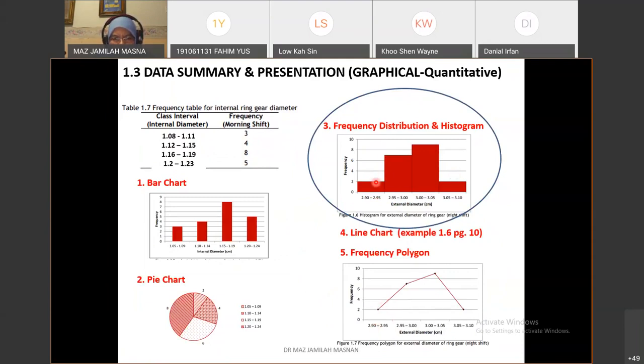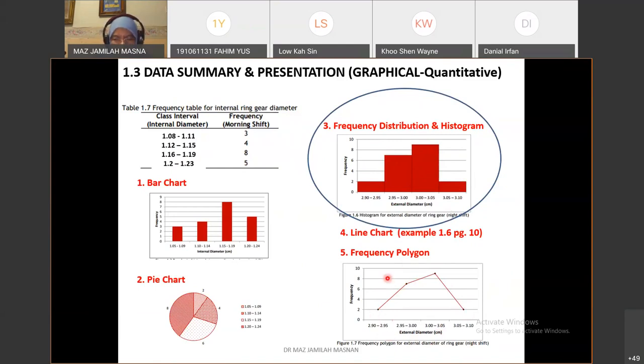2.9 is actually 2. 2.9 until 3 is actually 7. 3 until 3.05 is 9. 3.05 until 3.1 is 2. You take the point of each of the bars and connect them using a line. So from here, you can have a frequency polygon.